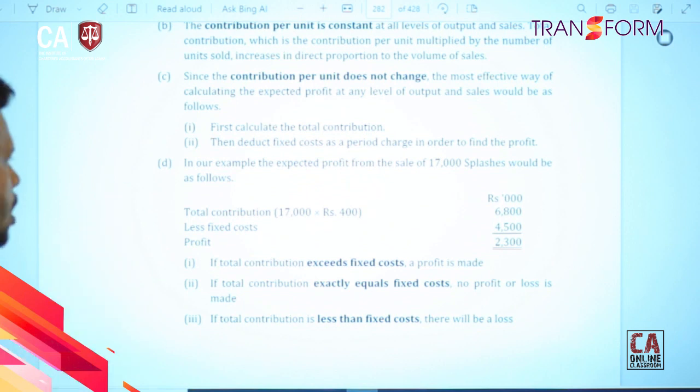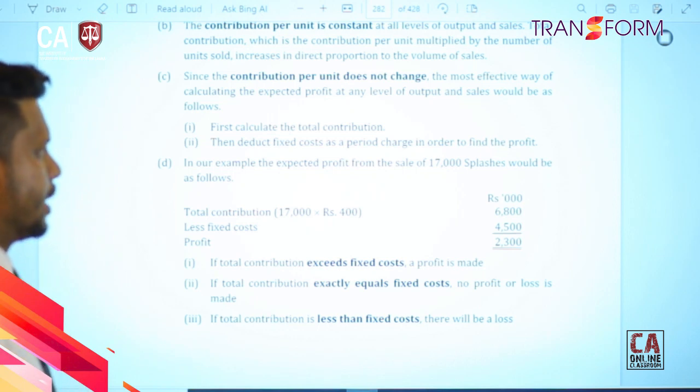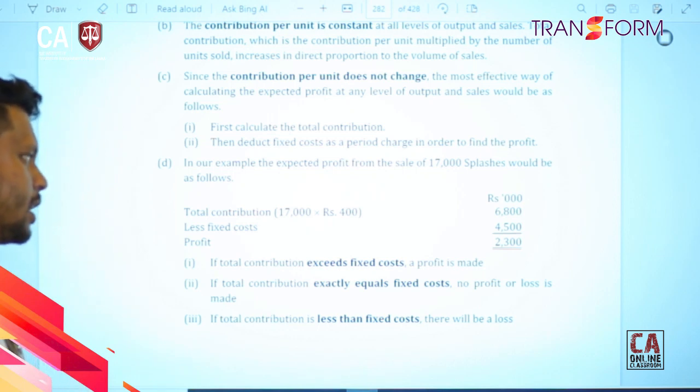So please read. In our example, the expected profit from the sale of 17,000 splash would be as follows.